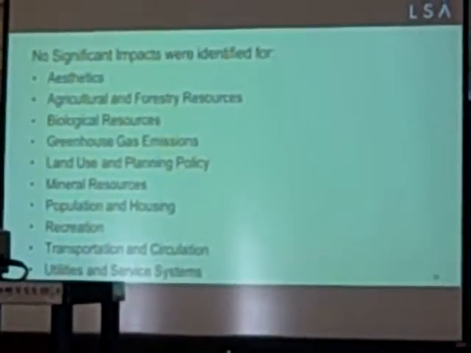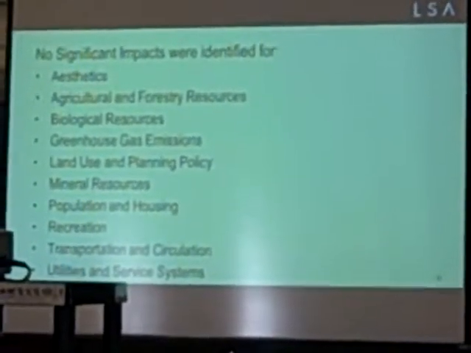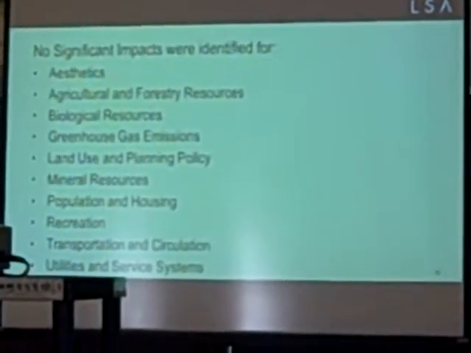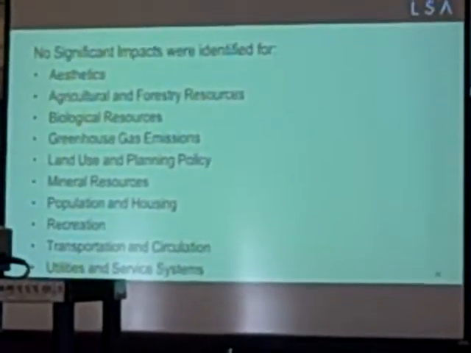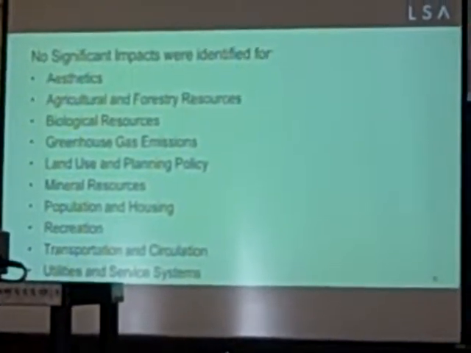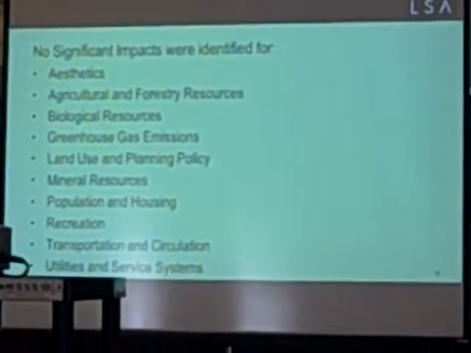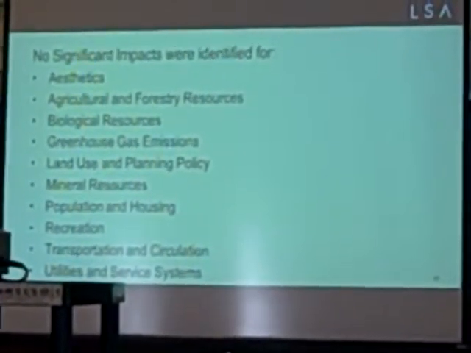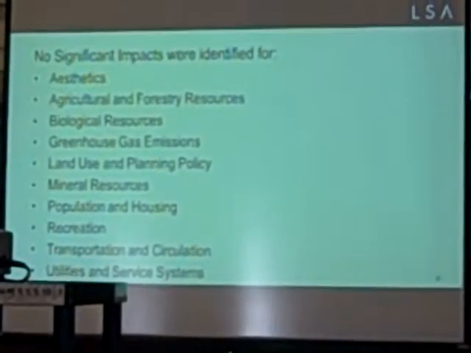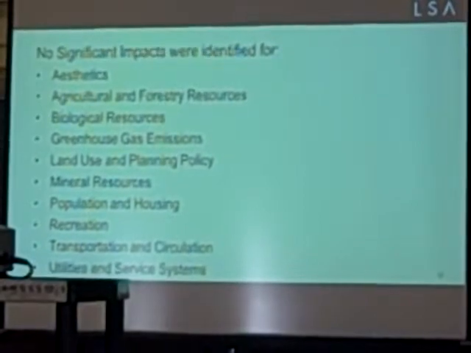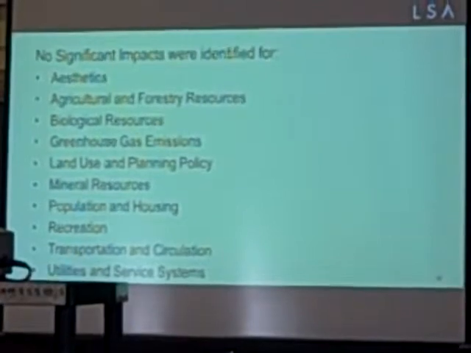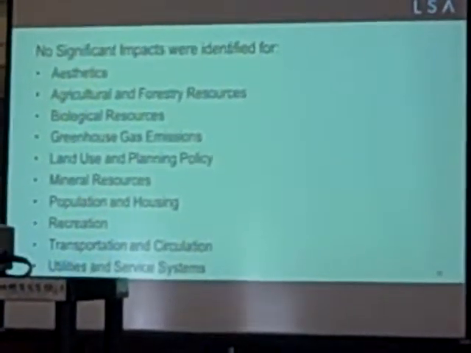Ma'am, I request to read through them first, so if I might do that. And then on the right, let me go ahead and mention it for those of you, that's a lift on the way up there. So the things which we found would not have significant impacts, I'm sorry, include aesthetics, agriculture and forestry resources, no surprise there. Biological resources, greenhouse gas emissions, land use and planning policy, mineral resources, population and housing, recreation, transportation and circulation, and utilities and service systems. Okay.